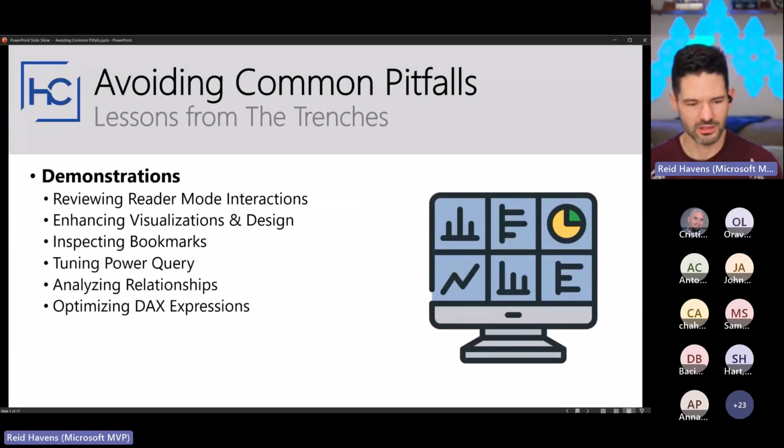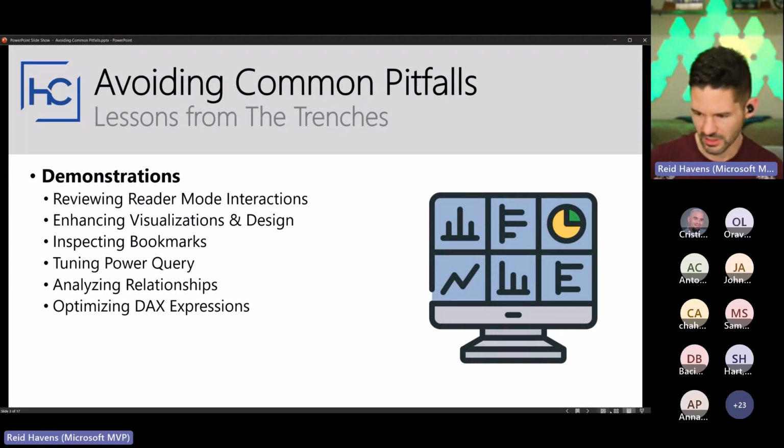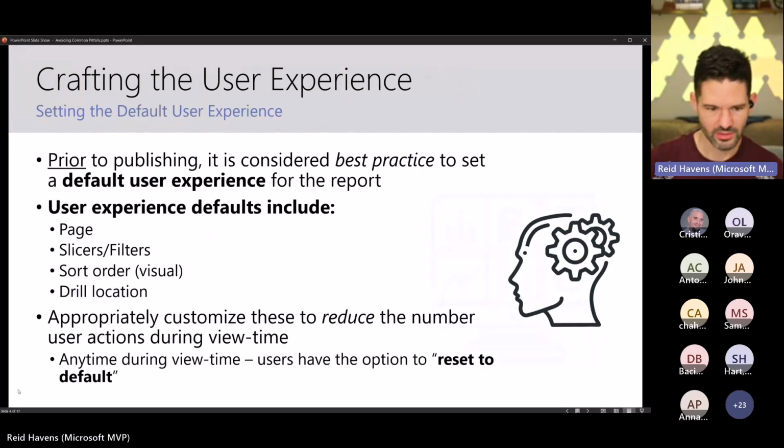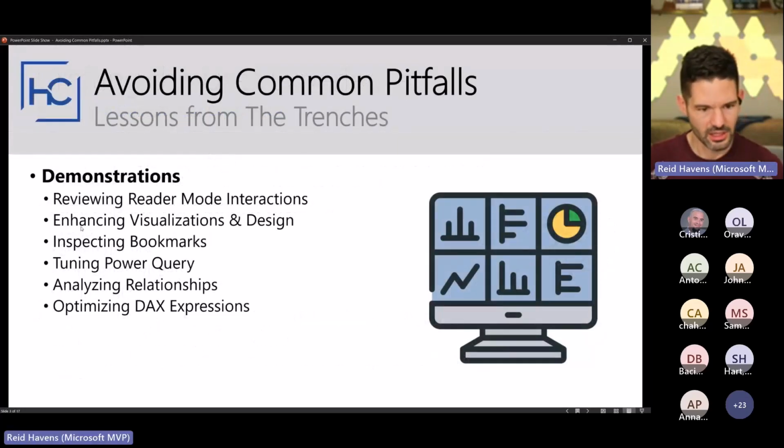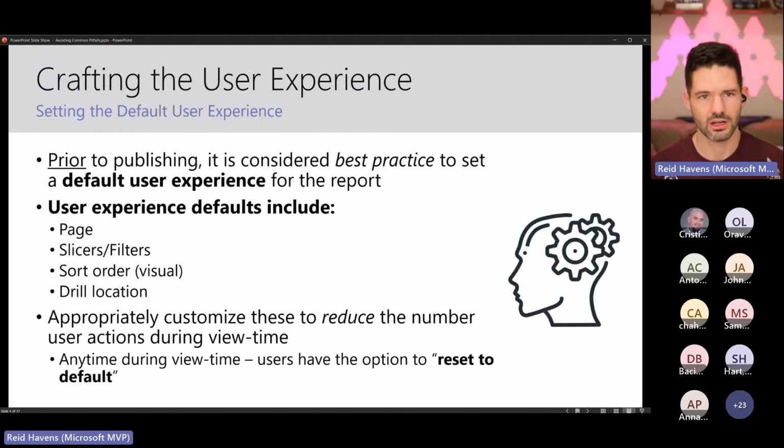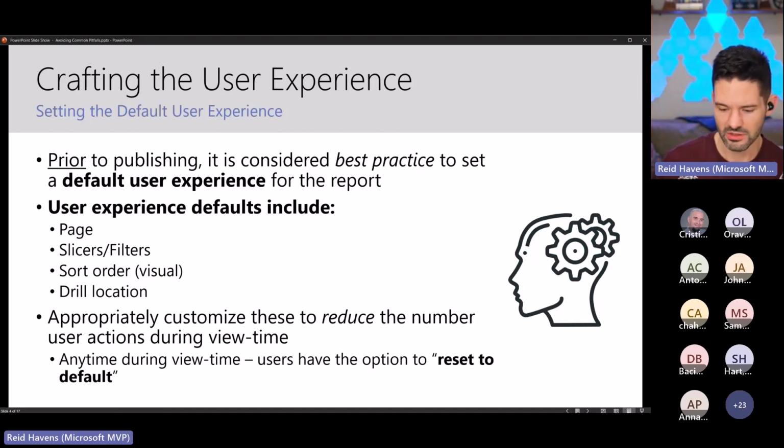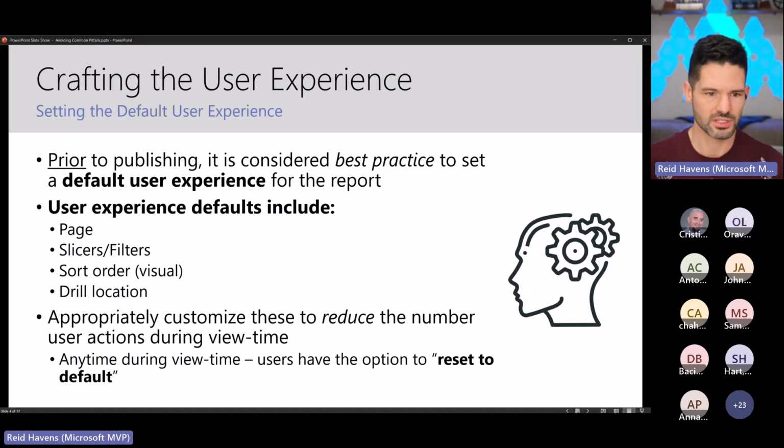Here are some of the things that we'll be talking about. We're going to discuss and review reader mode interactions, a little bit about enhancing visualizations and design with accessibility coming into it. Then inspecting bookmarks, tuning Power Query as well, and looking at relationships and some of the model design, and time permitting, maybe even some DAX optimization. But as I mentioned, I focus a lot on the reporting perspective, so that's where I want to start the conversation. One thing that I think is very important for reviewing and auditing reports is really understanding how we can craft the user experience.